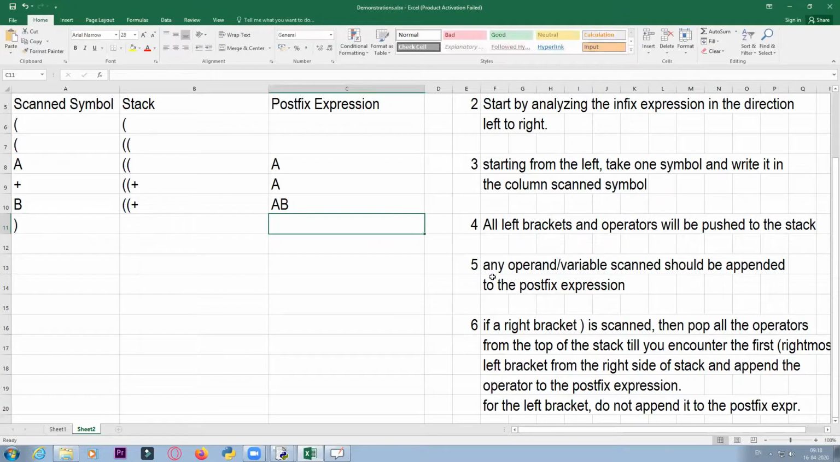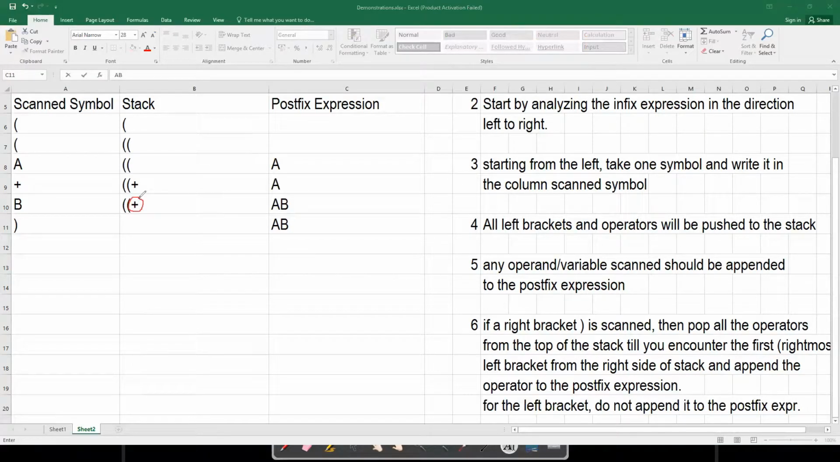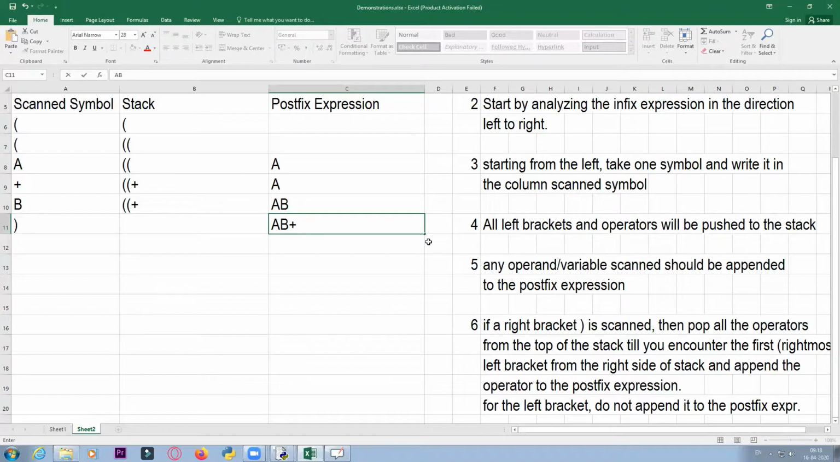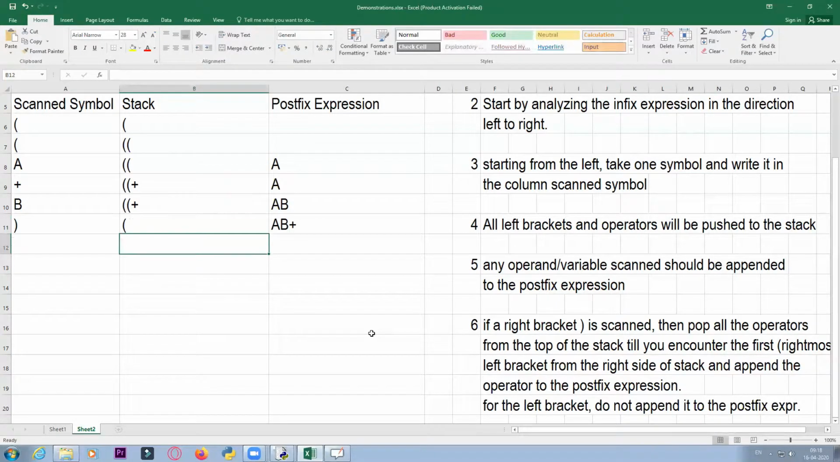All we need to do is, now you will be able to see what we are doing. This plus sign will be appended over here. I'll annotate. This plus sign will be picked up and it will be appended over here. Okay, so that is what we are going to do. So over here our statement would be AB plus, and now because the plus sign has been popped and the corresponding left bracket for this right bracket has also been popped, our stack is left with only the one left bracket which was encountered right in the beginning, that is this left bracket.